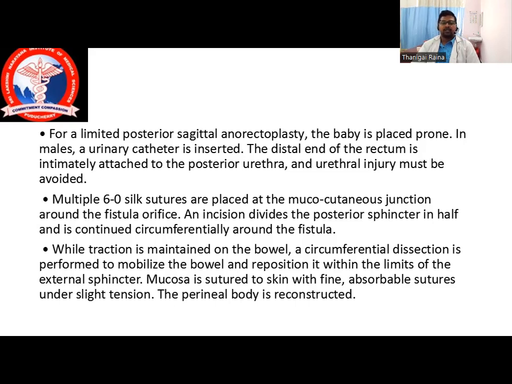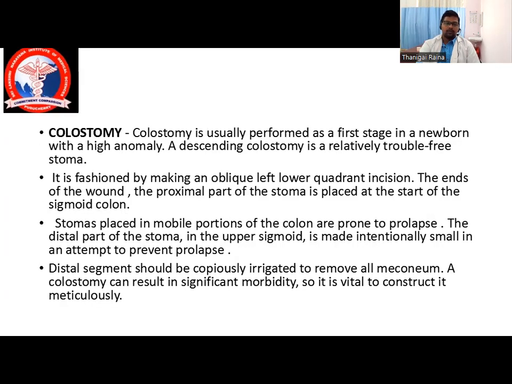So, while traction is maintained on the bowel, the circumferential dissection is performed to mobilize the bowel and reposition it within the limits of the external sphincter. Mucosa is sutured to the skin with fine absorbable sutures under slight tension and the perineal body is reconstructed. So, this is how we will do a posterior sagittal anorectoplasty.